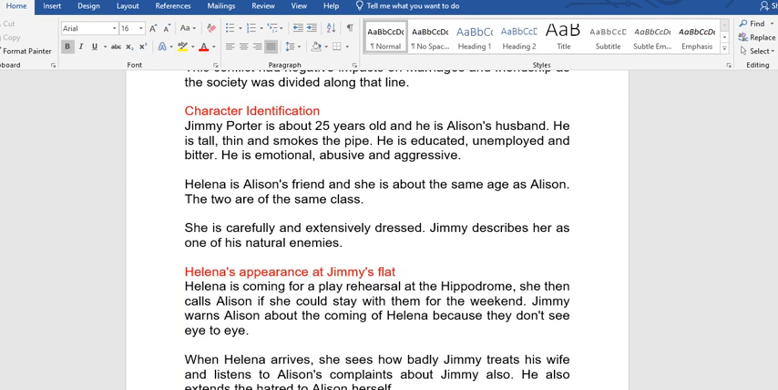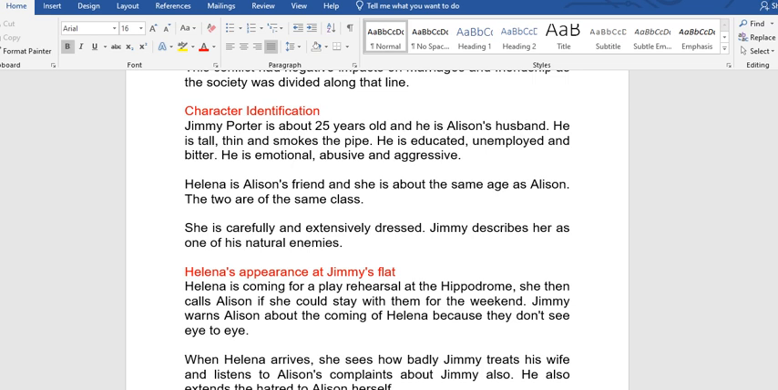The next thing to do is character identification. That is, we are going to identify the characters that are mentioned in the question. Jimmy Porter is about 25 years old and he is Alison's husband. He is tall, thin, and smokes the pipe. He is educated, unemployed, and bitter. He is emotional, abusive, and aggressive.